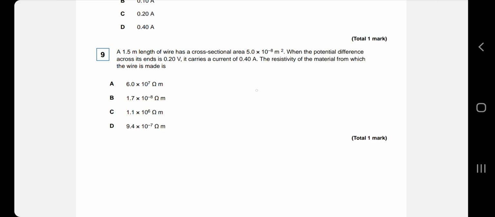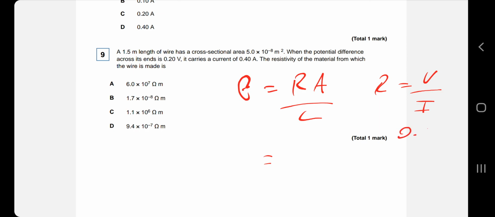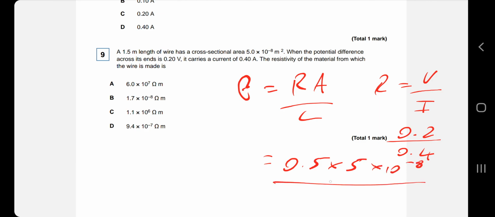So this is pretty simple. So resistivity is equal to resistance times cross-sectional area divided by length. So the resistance we can get from voltage divided by current. So 0.2 divided by 0.4, which is a half. So the resistivity is 0.5 times the cross-sectional area, which is 5 times 10 to the power minus 8, divided by the length, 1.5. Put that in your calculator and you will get approximately 1.7 times 10 to the minus 8 ohm meters.